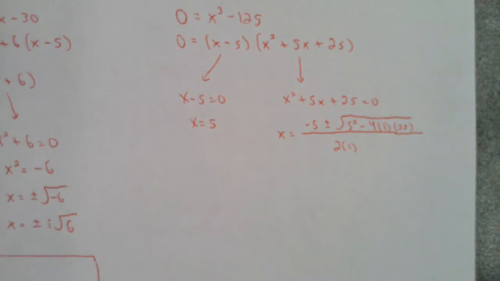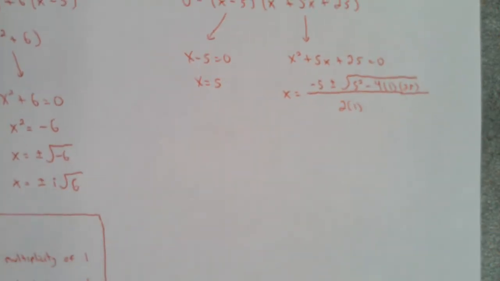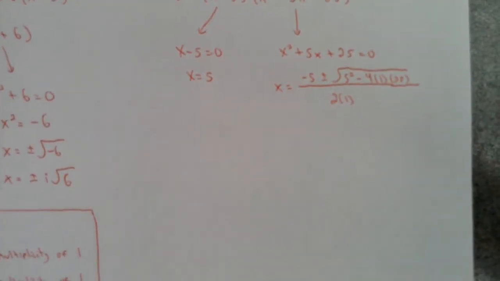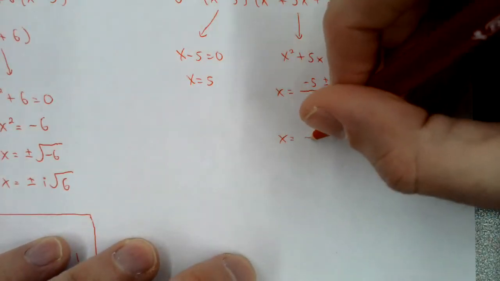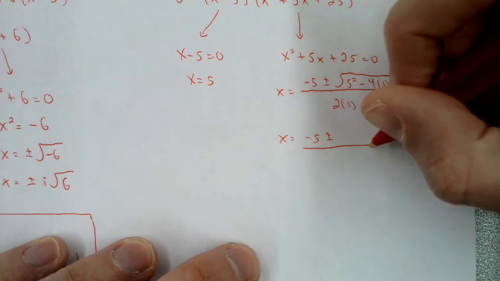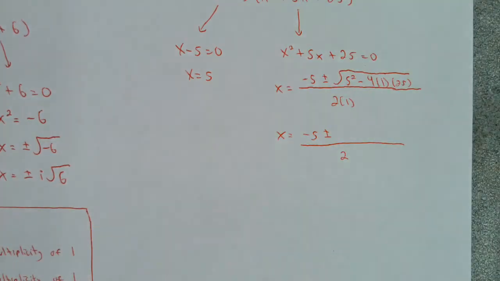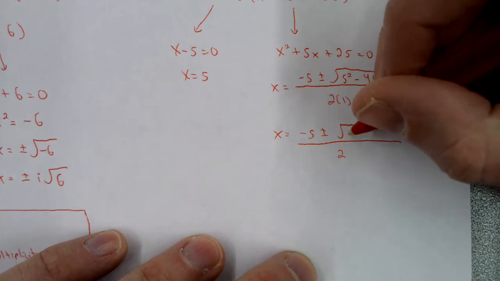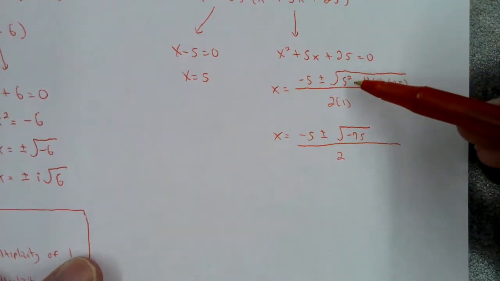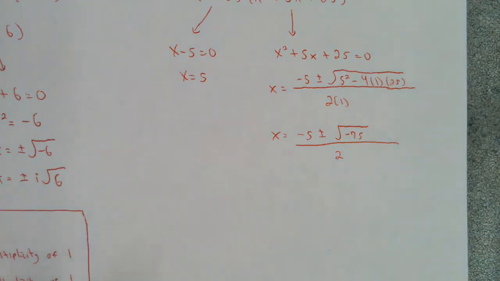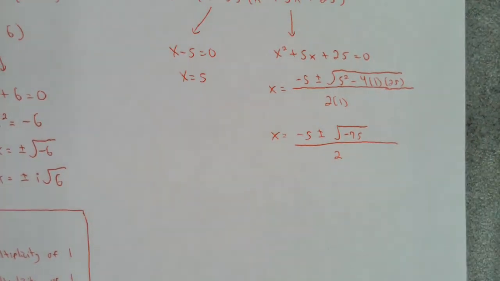So negative 5, with 2 in the denominator. Under the square root is going to be 25 minus 100, which is going to be negative 75. So again, that negative 75 came from doing 5 squared is 25 minus 100. 25 minus 100 is negative 75.